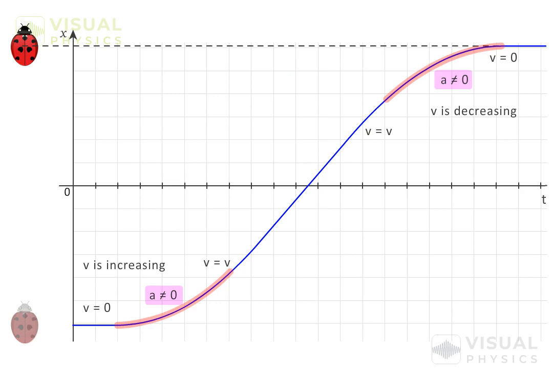However, we cannot say whether the acceleration is constant or not, because for both constant and varying acceleration, we will get a curve in the position-time graph.